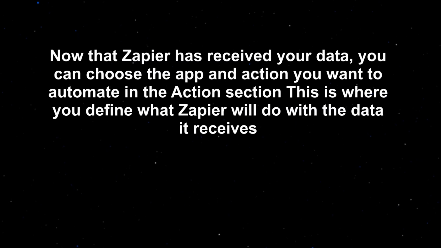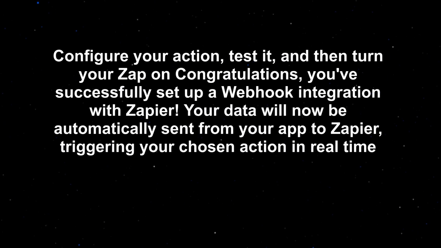Now that Zapier has received your data, you can choose the app and action you want to automate in the Action section. This is where you define what Zapier will do with the data it receives. Configure your action, test it, and then turn your Zap on.